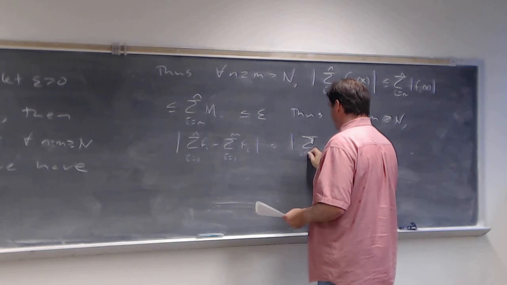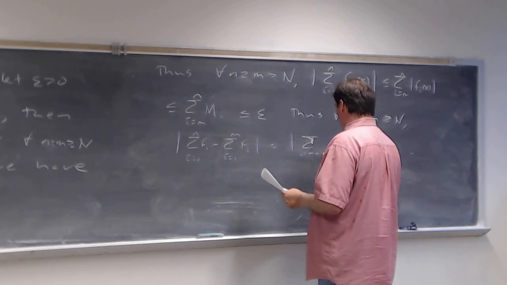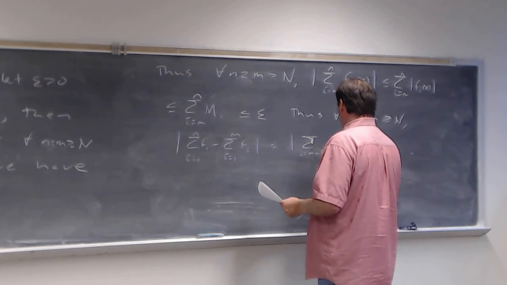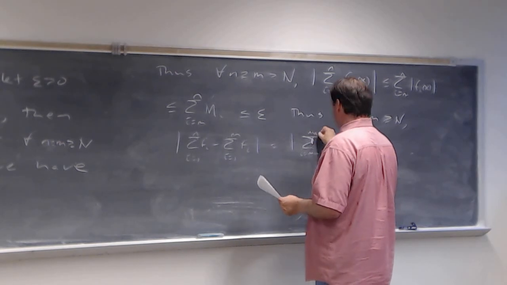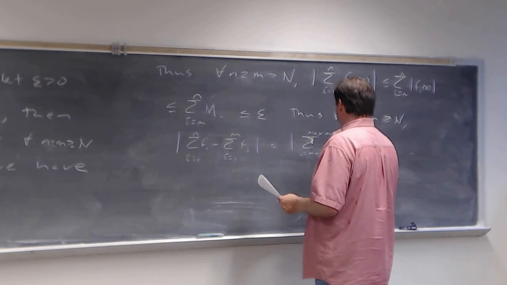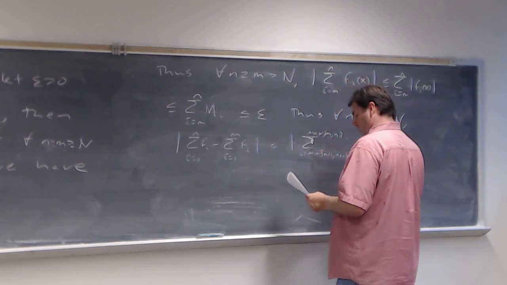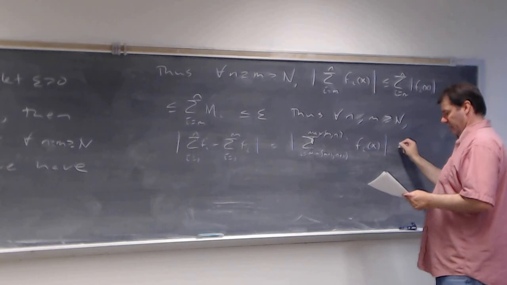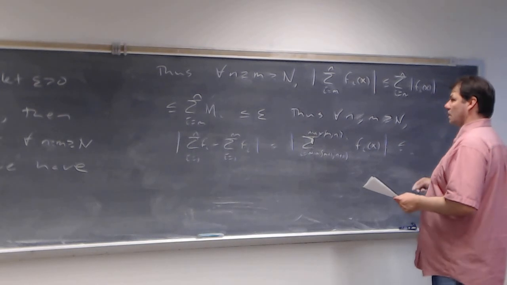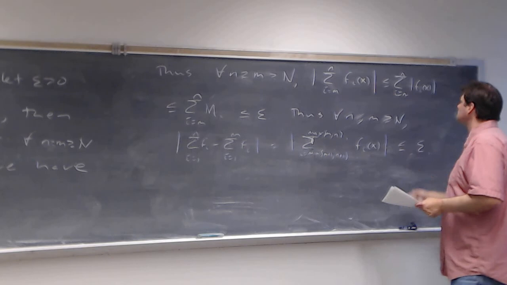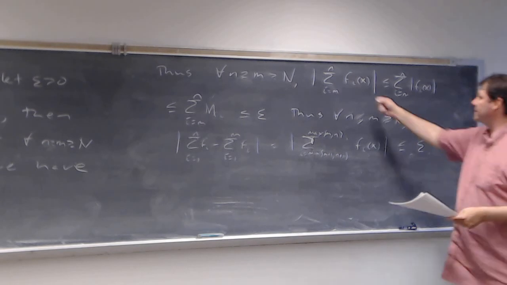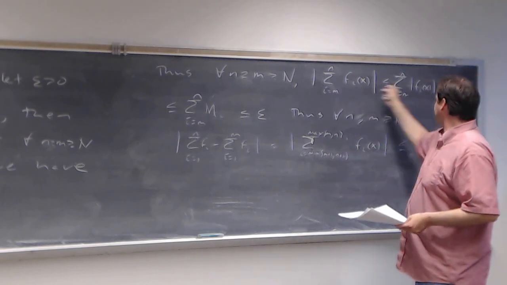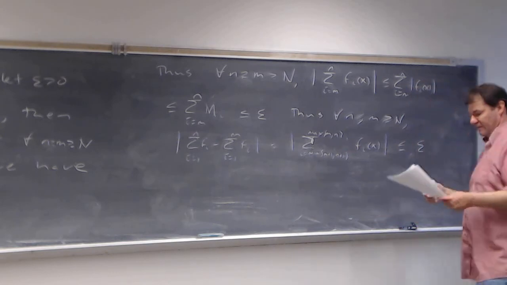So it's going to be i running from the minimum of m plus 1 or n plus 1, up to the maximum between m and n, of the f sub i of x. And then that's going to be less than or equal to epsilon. So that's what we have. Using this, we have some form that looks like this, which is less than epsilon. Okay?